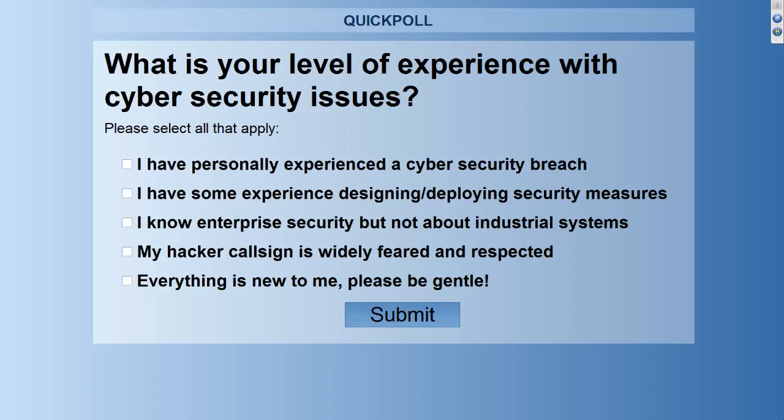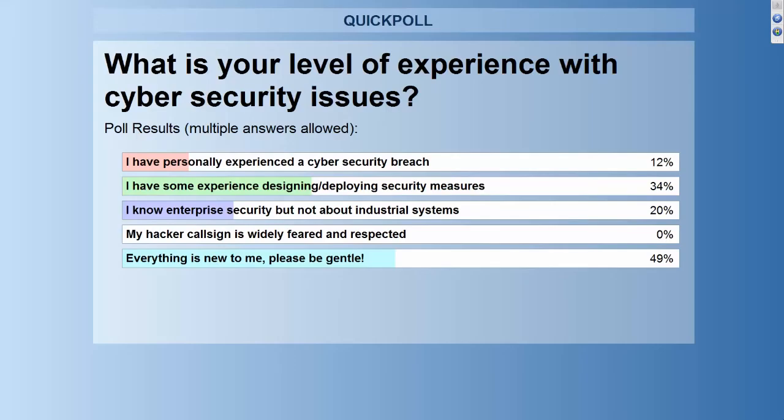Some interesting responses there. All right, we got a lot of votes in. We'll go ahead and close the polls in 5, 4, 3, 2, 1, and let's take a look at those results. Looks like the majority of you have some experience designing and deploying security measures. Well, that's great. Enterprise security, but not industrial systems. That's excellent. So, but oh, look at this. Everything is new to me. Please be gentle. So there's a vast majority of people where this is new information. So hopefully this is going to help you with your understanding and really get you steered in the right direction.